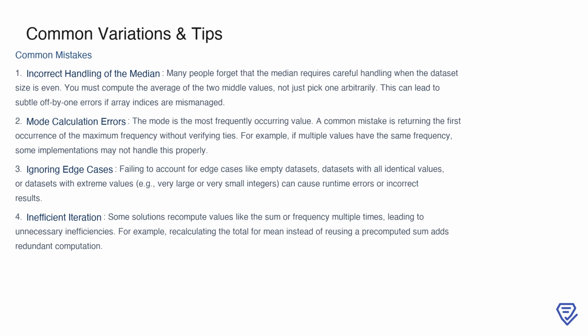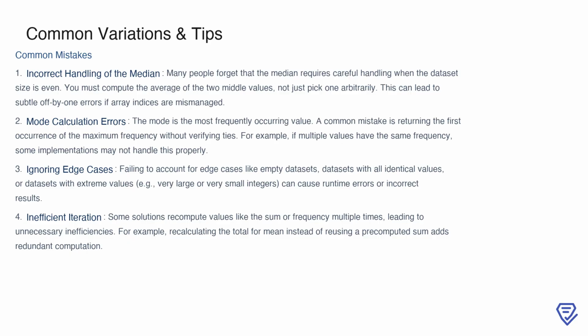First, a frequent pitfall is mishandling the median, especially with even-sized datasets. Remember, you need to calculate the average of the two middle values, not just pick one arbitrarily. This can easily result in subtle off-by-one errors, particularly if you're not careful with array indexing.